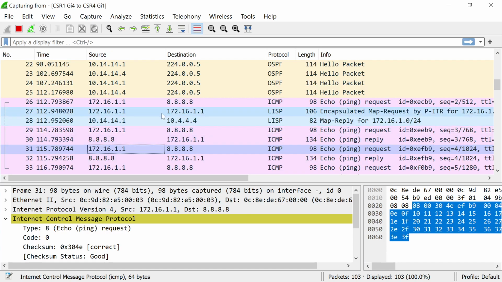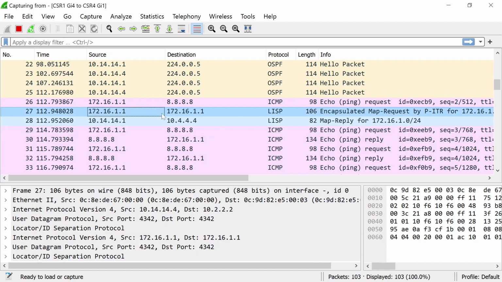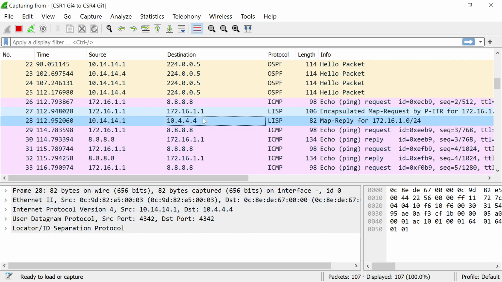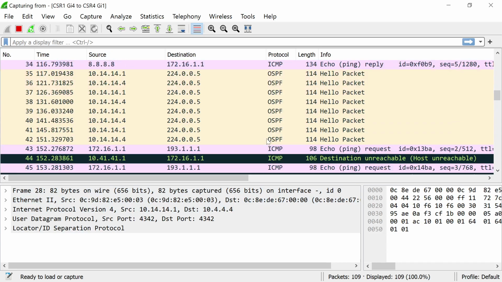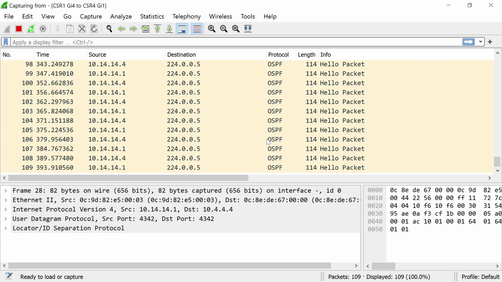Besides that, I can see here a map request for the network 172.16.1.0 coming into router 2, and a map reply coming from router 1 to router 4 for that network. That is normal operation. That's it.